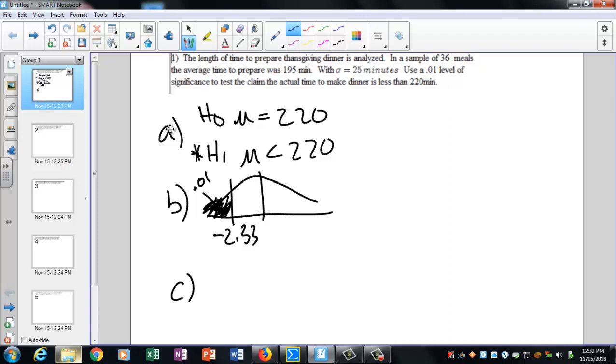Yes? So why didn't you go to the T chart? I go to the T chart if n is less than 30. I go to the Z chart if n is greater than 30. What is n? 36. So which one is that? That's the Z. It's a very good question because it's confusing. At best, it's confusing.